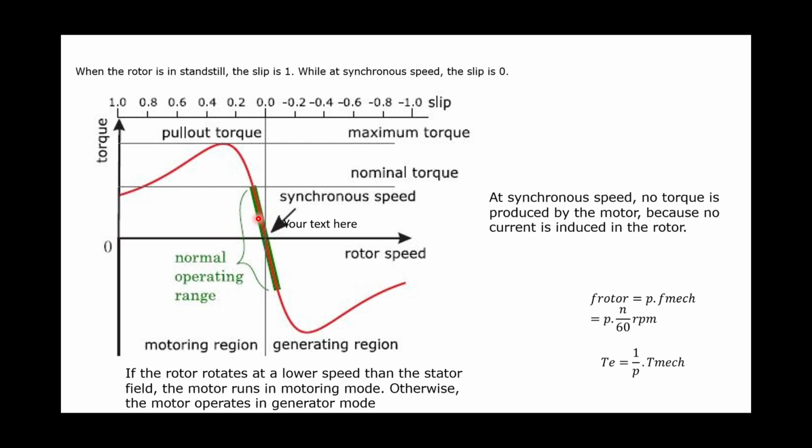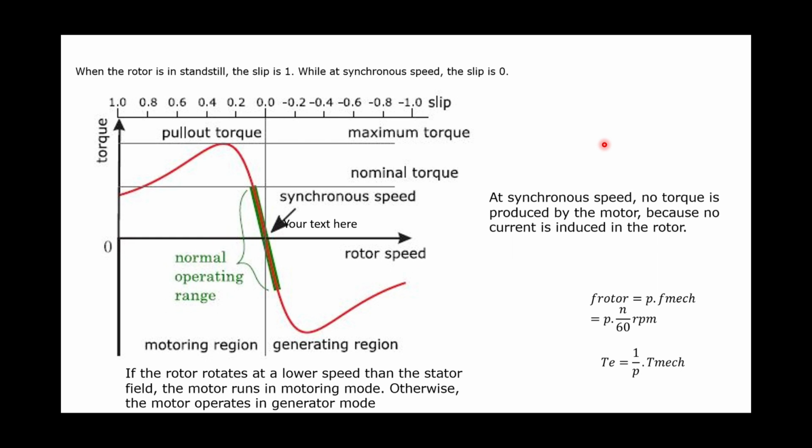The electrical rotor frequency and the mechanical rotor frequency are linked by the number of pole pairs. That's how we define f rotor and f mechanical as P times N by 60, or as we define, speed N equals 120 f by P. And both the electrical torque and mechanical torque, electrical speed and mechanical speed, are all linked to the number of poles.